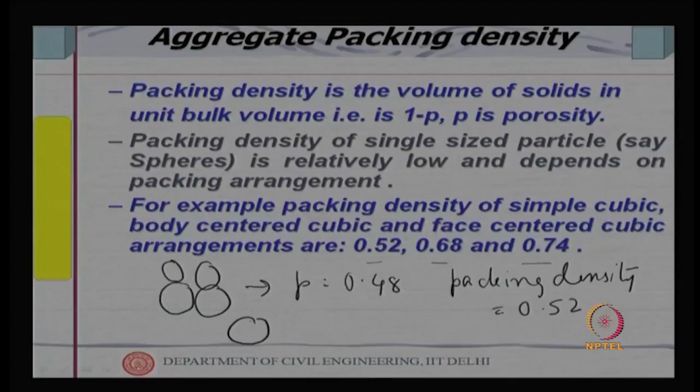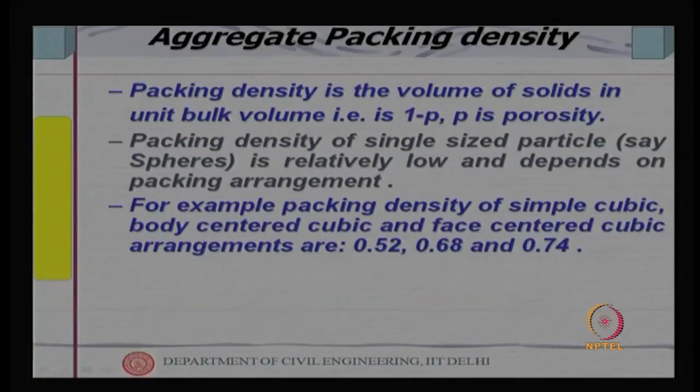Now, consider another arrangement where these particles are sitting inside. Let me erase the previous one and just see. Supposing that my packing is now like this, and the next layer is coming in between. So, the packing density would change now. The void should be relatively less, and you can show that for this arrangement the packing density will be higher than 0.52.